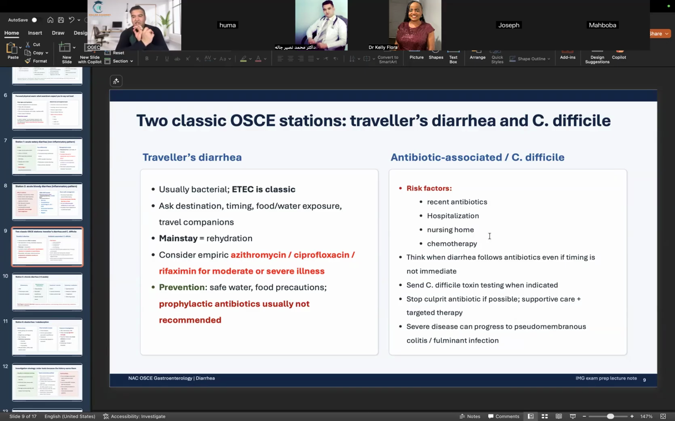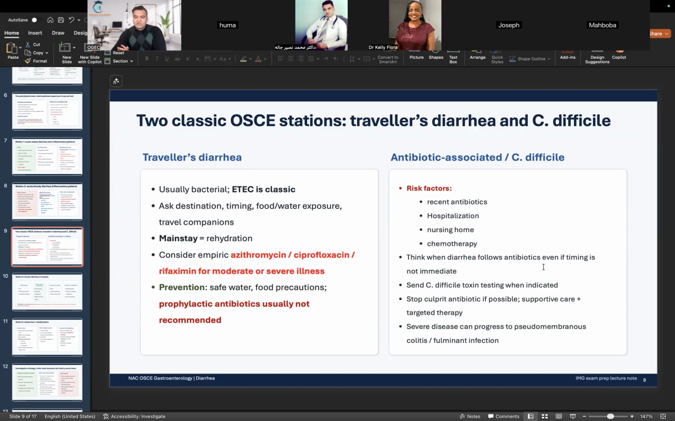So you have a patient who was recently hospitalized and now has diarrhea. You have a cancer patient who received chemotherapy, now the patient has diarrhea. You had a patient who had, let's say, tonsillitis and was taking amoxiclav, and now the patient has diarrhea. You have a patient brought from a nursing home who has diarrhea. So if you have these risk factors, think about Clostridium difficile.